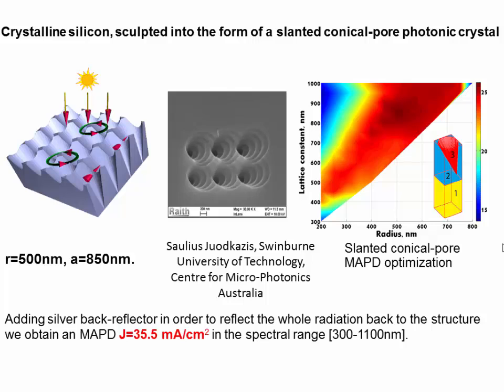But if we add a silver back reflector in order to reflect the whole radiation back into the structure, and if we integrate from 300 up to 1,100 nanometers, then we can get an MEPD of 35.5 milliamps per square centimeter.